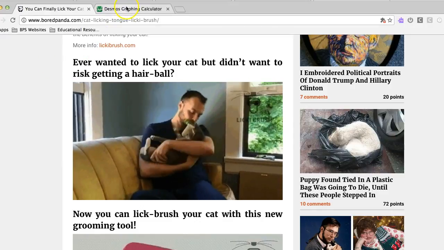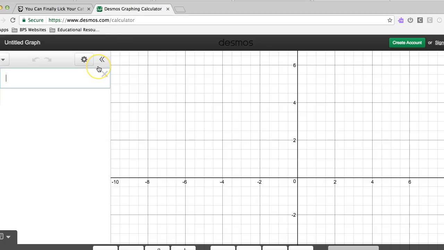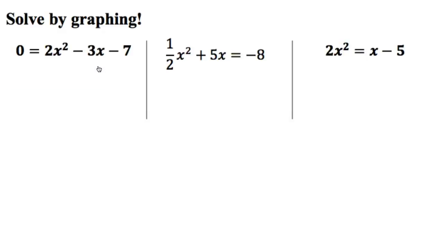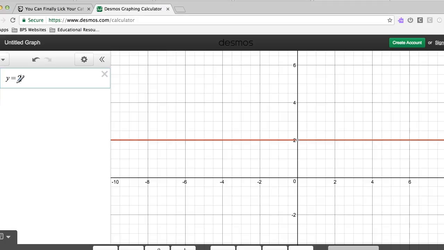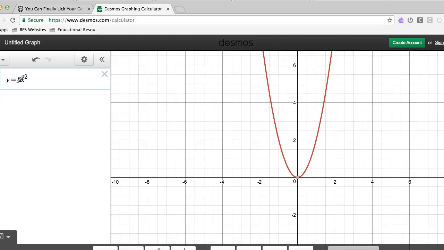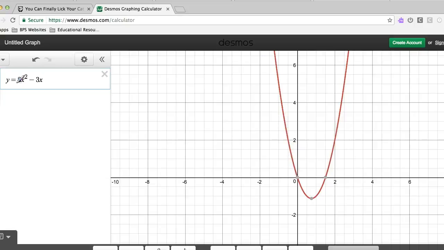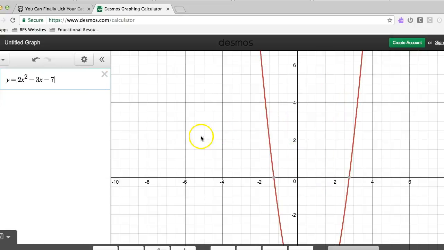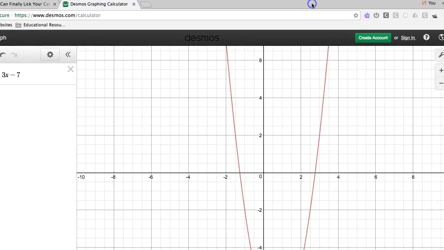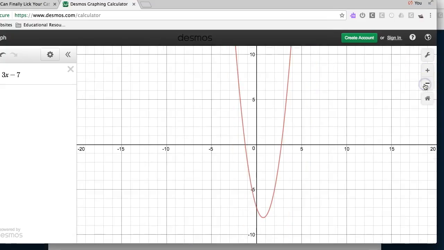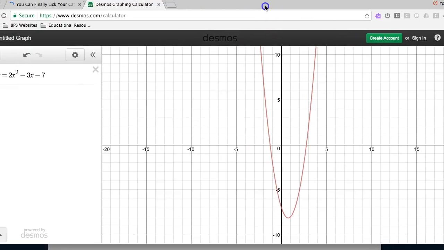Oh, that's not the right website. Oh, my bad. Alright, so, and instead of 0, when we graph this, we can change it to y. So we have y equals 2x squared minus 3x minus 7. Alright, so here's our graph. But I can't see the whole thing, right? How can I fix that? Well, I can zoom out. So let me do a little zoom out. Okay, there's my graph.